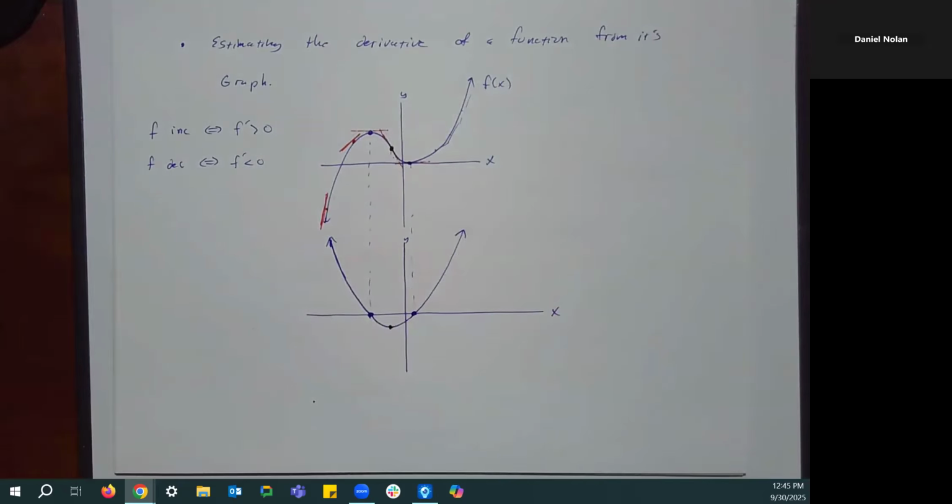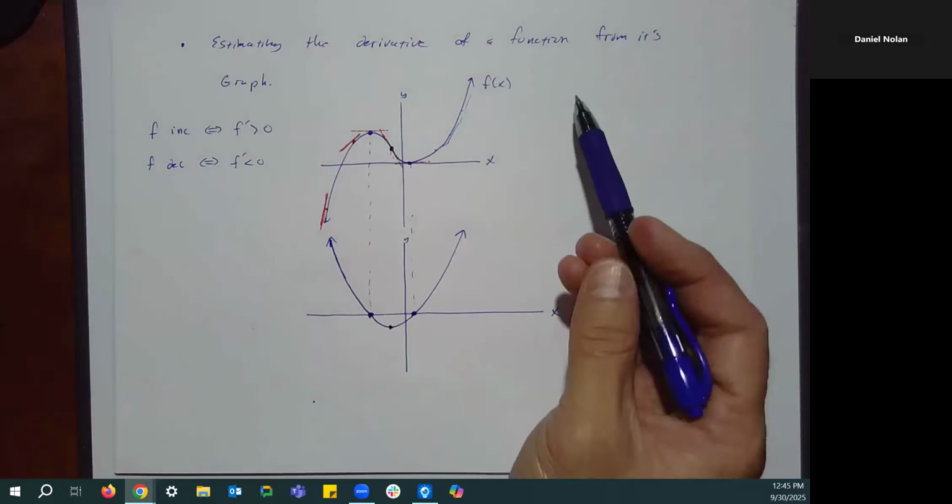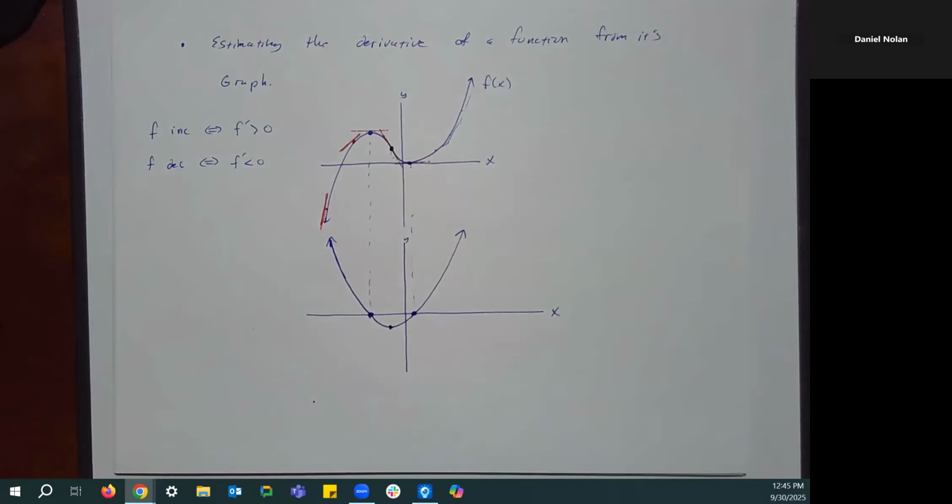Certainly, when I drew this original function, I was drawing something that I imagined as a cubic function, like x cubed shifted a little bit, and its derivative should look something like x squared, which it kind of does. But we didn't need to know that to be able to draw from the get-go.